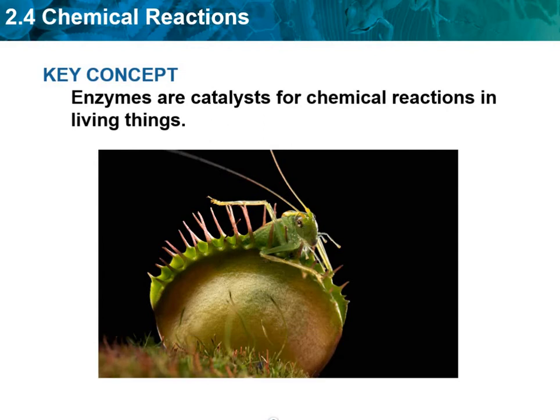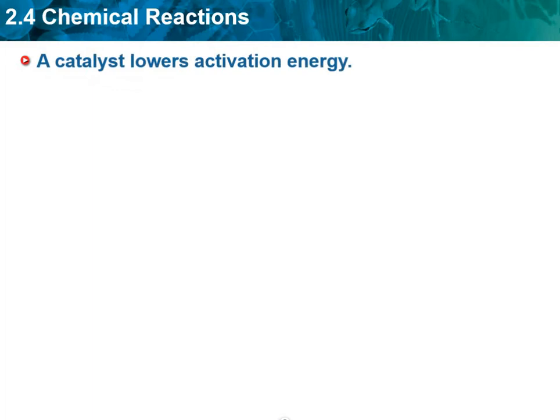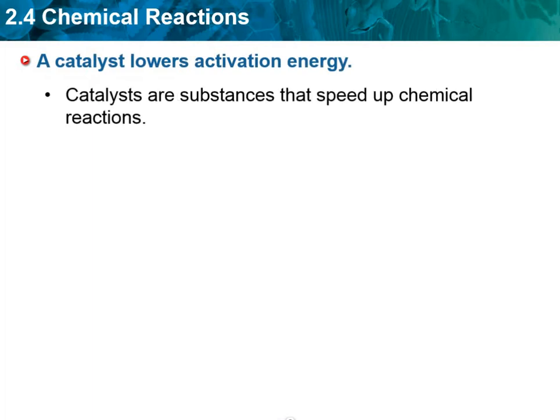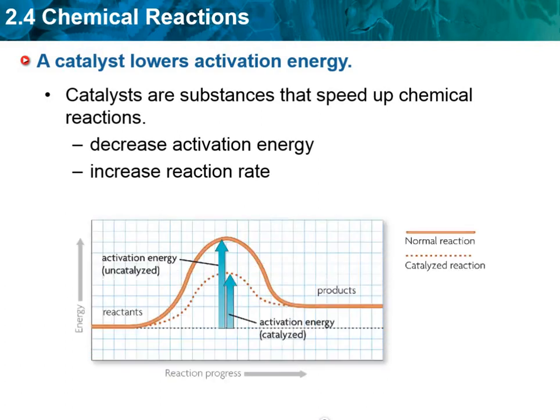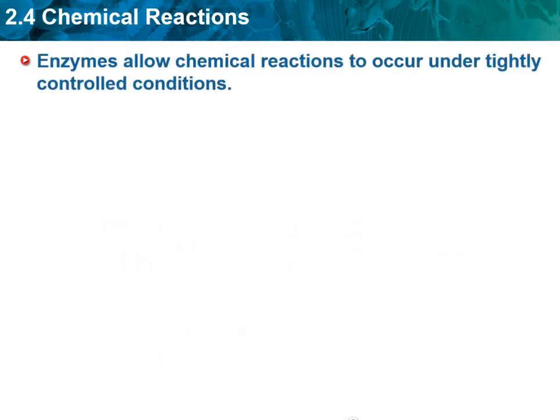So in section 5, we're going to look at enzymes, which are catalysts for chemical reactions. A catalyst is going to be a substance that speeds up a chemical reaction. It's going to make it happen quicker. So it's going to decrease the activation energy and increase the rate of reaction. So you can see where you had to get to with just the normal, and having a catalyst there, it decreases the energy that's needed for that chemical reaction to take place.